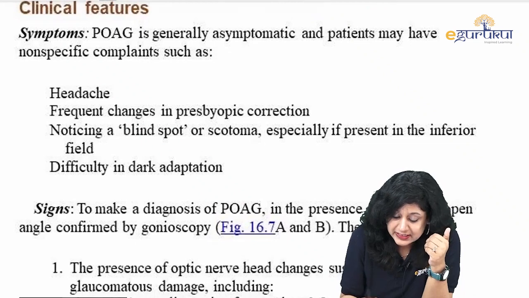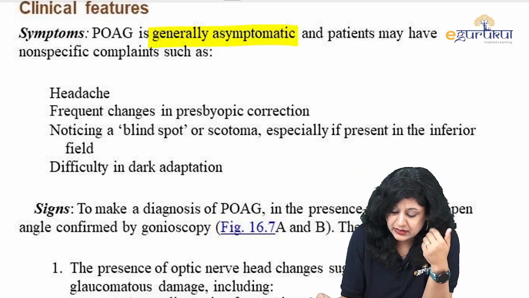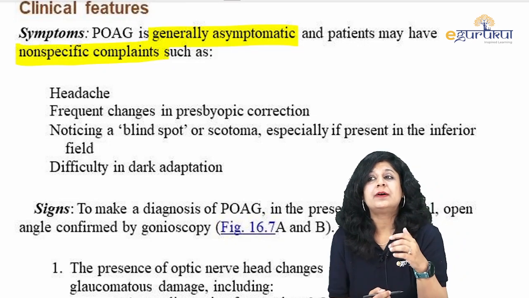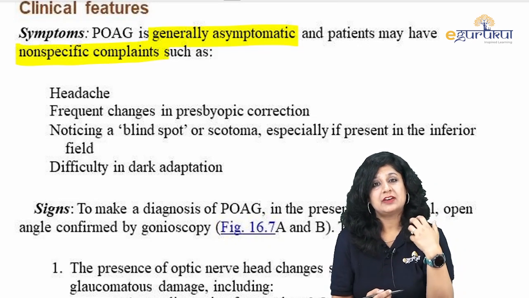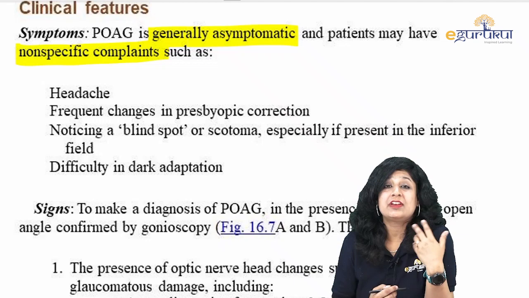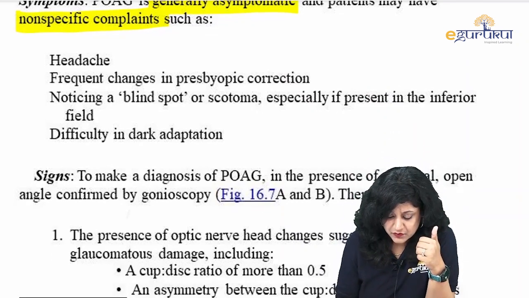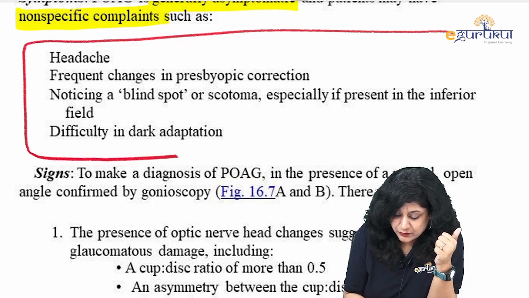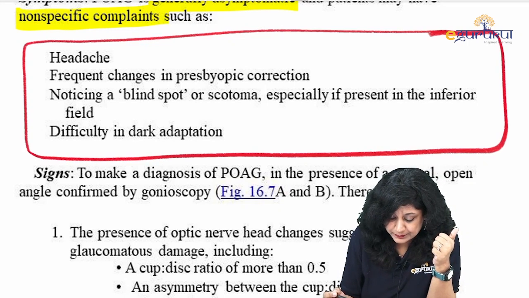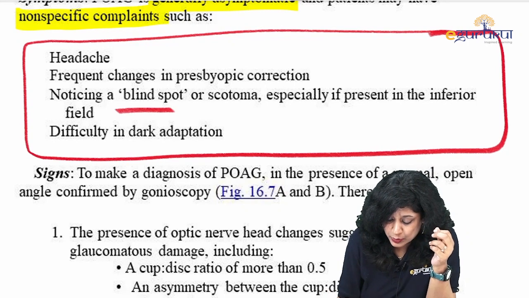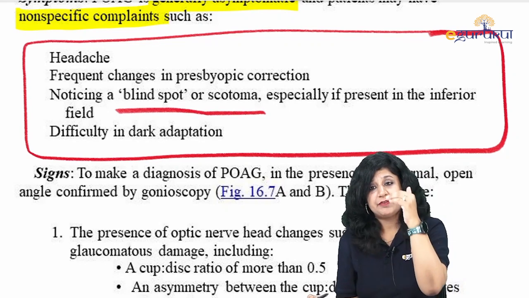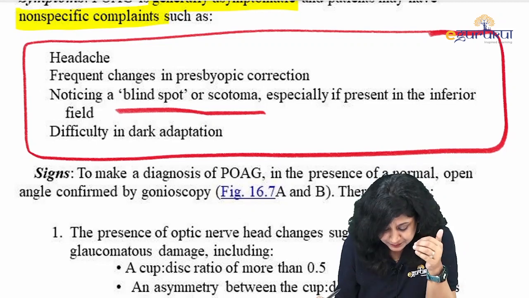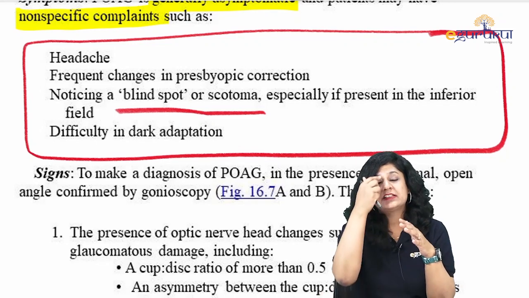So they say that it is generally asymptomatic in the beginning and patients will have non-specific complaints. Now because this is a progressive condition, a very gradual condition, usually you do not have any specific signs, just the non-specific ones. So the non-specific things that we can have are a headache, frequent change in the presbyopic correction, noticing a blind spot or scotoma, especially if it is present in the inferior part of the field, and difficulty in the dark adaptation. Now let us see them one by one.